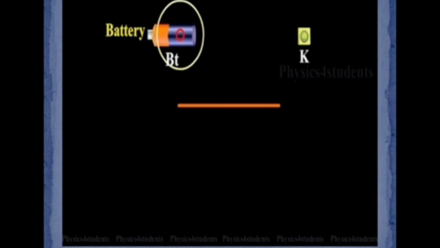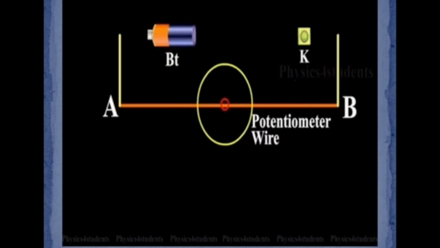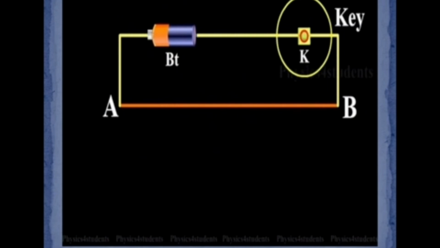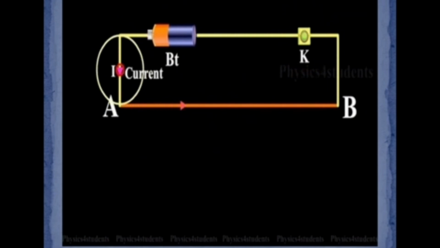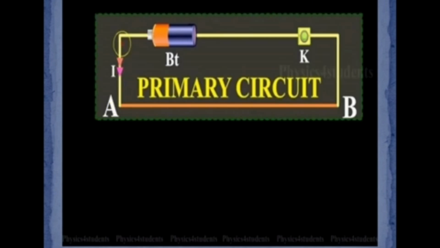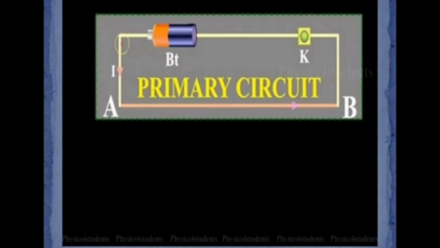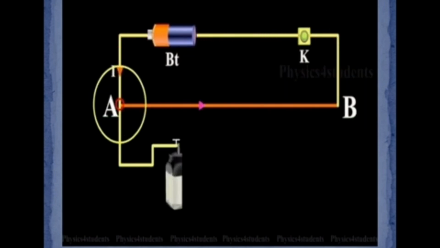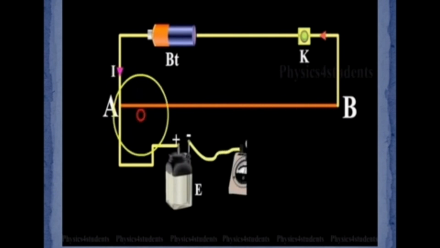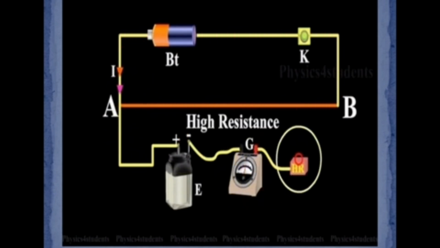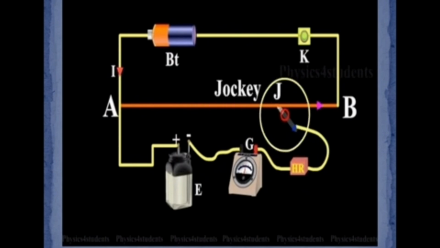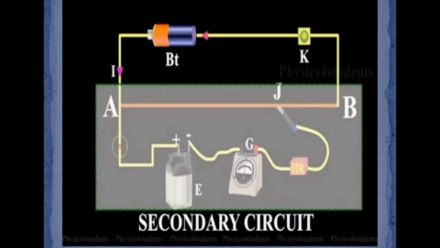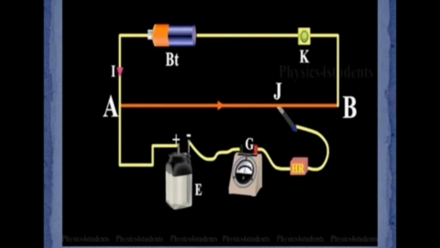So battery, key, and the AB is the potentiometer. So it is called the primary circuit. Current flows from point A to B, that is the 10 segment wire, key, and battery. So this is called primary circuit. Then we can take a line from point A, which is connected to the battery E, then galvanometer, high resistance, and metal jockey. Using the metal jockey, we can find out the balancing length. So this is called secondary circuit.